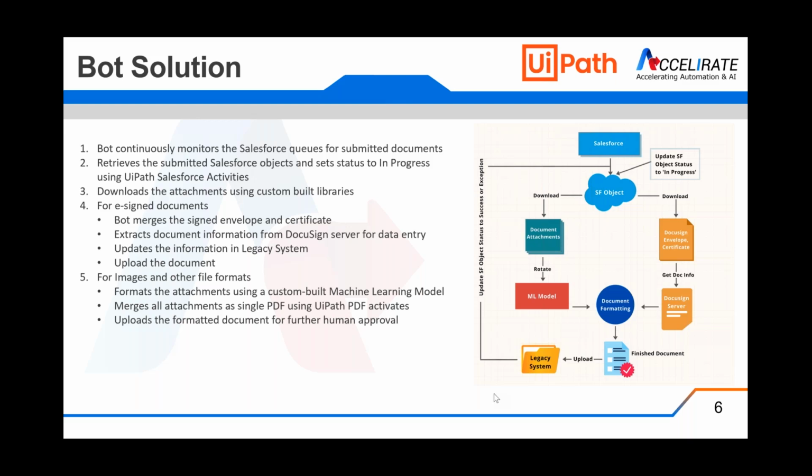Interestingly, for the images and other file formats, the bot formats the attachments using a custom-built machine learning model, like rotating and cropping, merges all the attachments as a single PDF using UiPath PDF activities, and uploads the formatted documents for human approval using the UI in the legacy system. So this is the bot solution. Peter, can we go to the next slide, please?